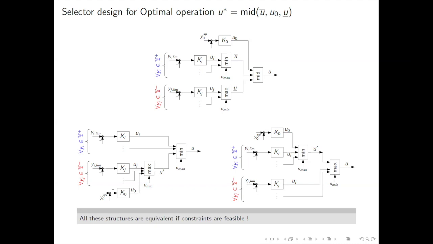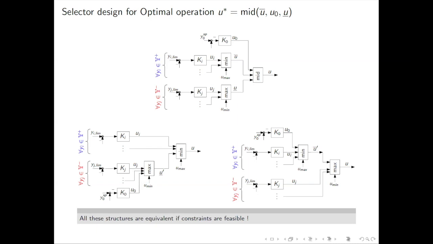However, implementations with only 2 selector blocks are also possible, where we use a max and a min structure in series or a min and a max structure in series. If the constraints are feasible, then all the structures are equivalent. However, when the constraints are not feasible, then the different structures behave differently, and it is important to understand how they behave in order to choose which structure to use.